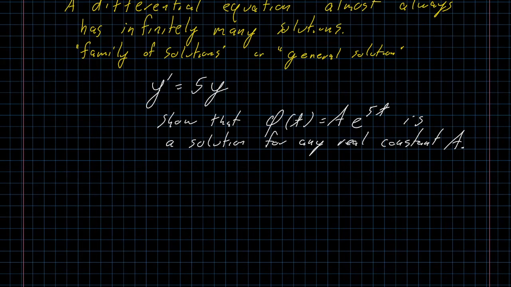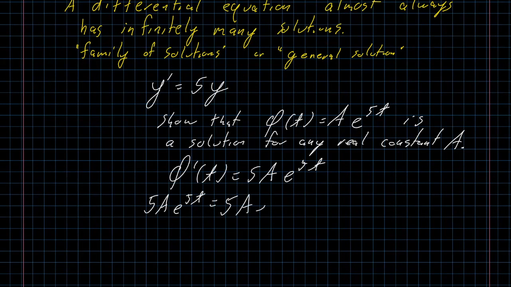And we can do that just by differentiating. The derivative of this function is 5a e to the 5t, and then plugging in, we get 5a e to the 5t on the left-hand side. On the right-hand side, we get 5 times the original function, which is a e to the 5t. Right, that was a very difficult thing to prove.